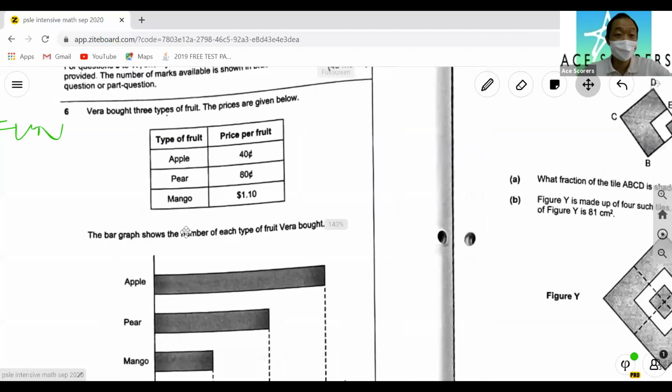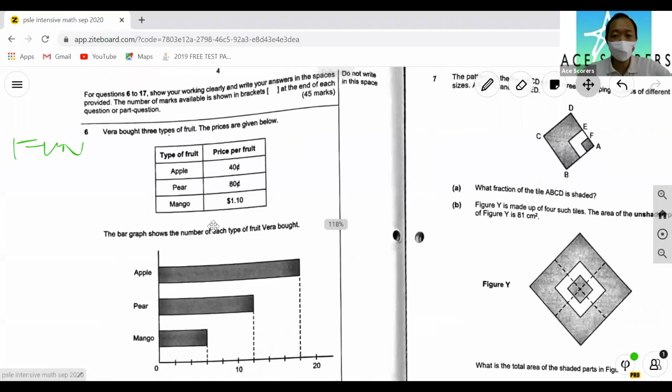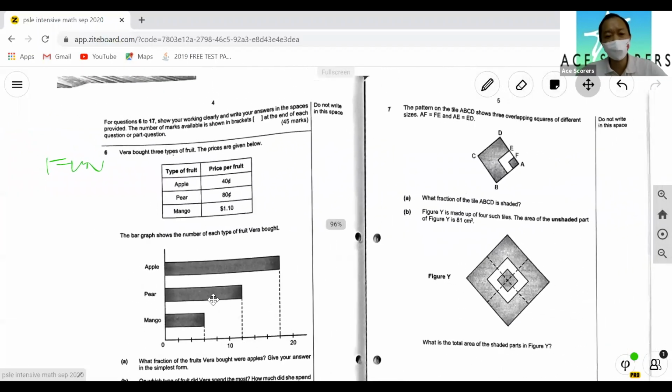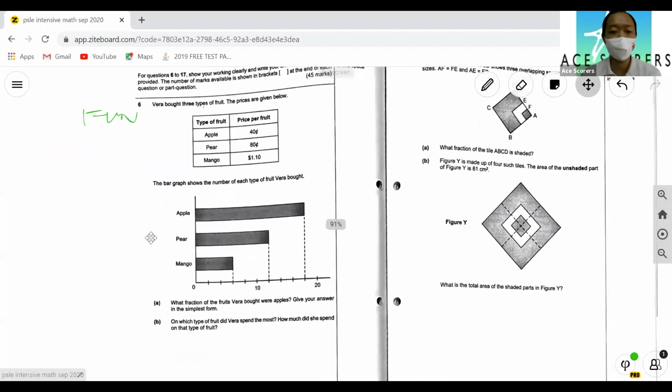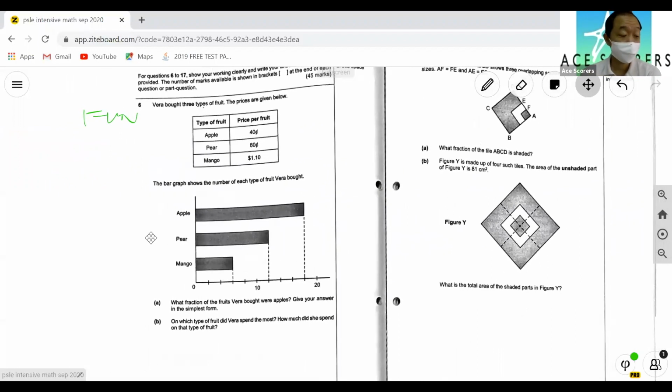Okay, let's try this question now. Can you try to do it? What fraction of the fruits Vera bought were apples? One half. Very good. So this is easy.